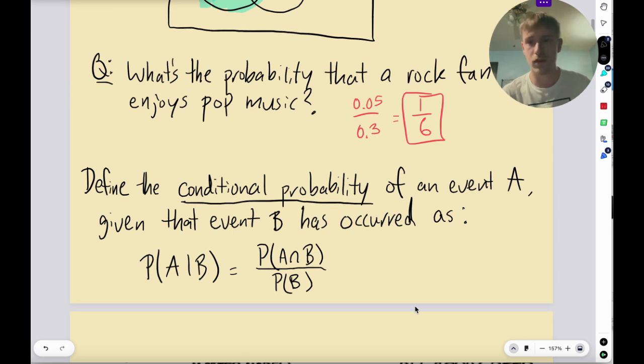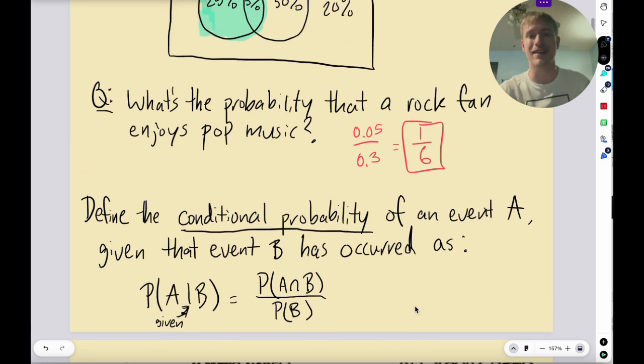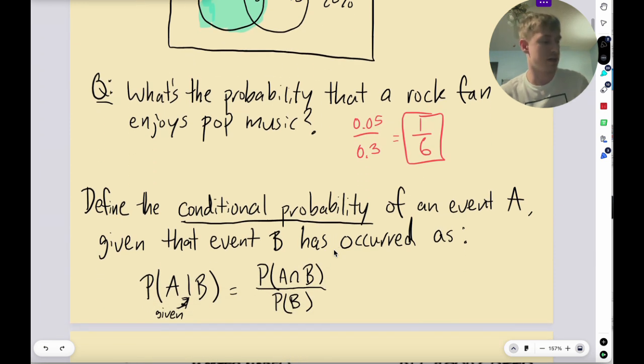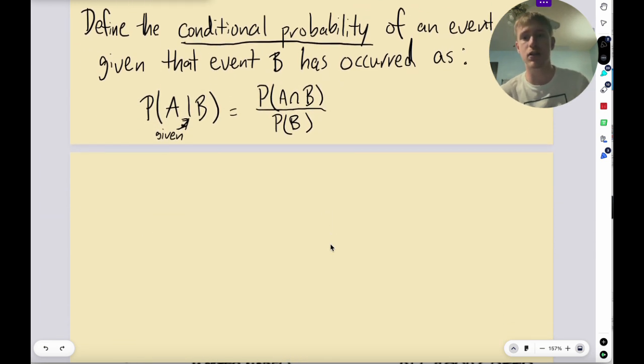Okay, where this symbol right here is referring to, given that B has occurred, this symbol. Okay? And if you plug in our example, that's exactly what you get right above, because 0.05 is the probability of rock intersect with pop, and the 0.3 is the probability of just rock. Okay, so this definition makes sense, but we do need to talk about a couple of important aspects.